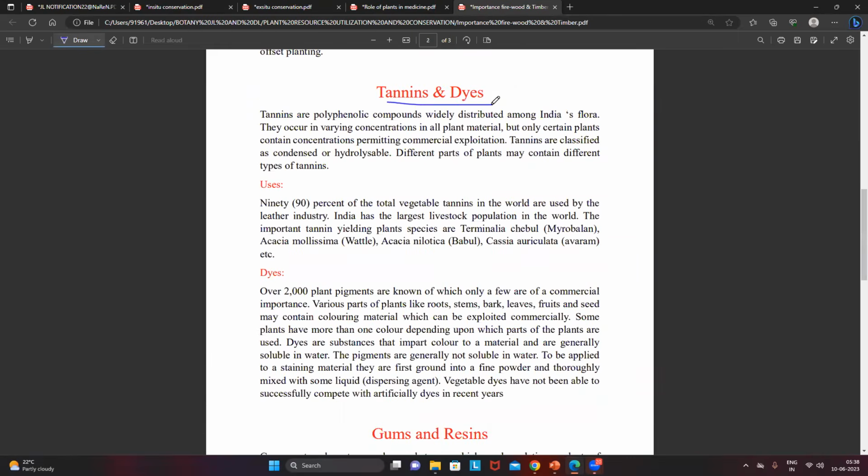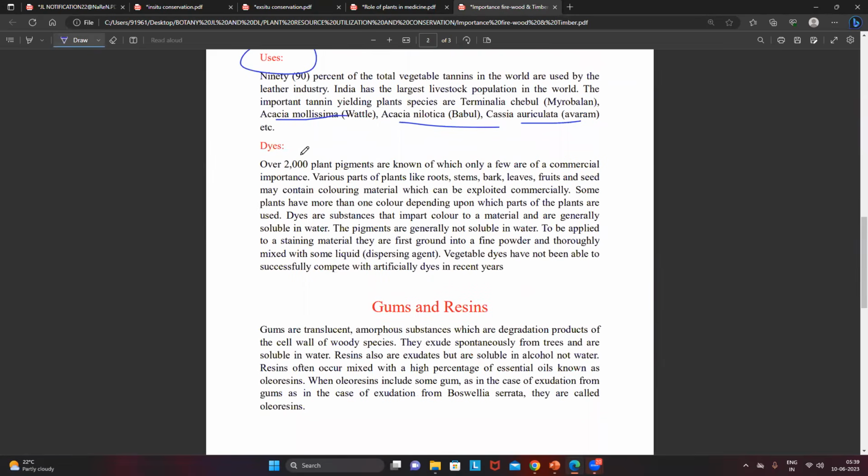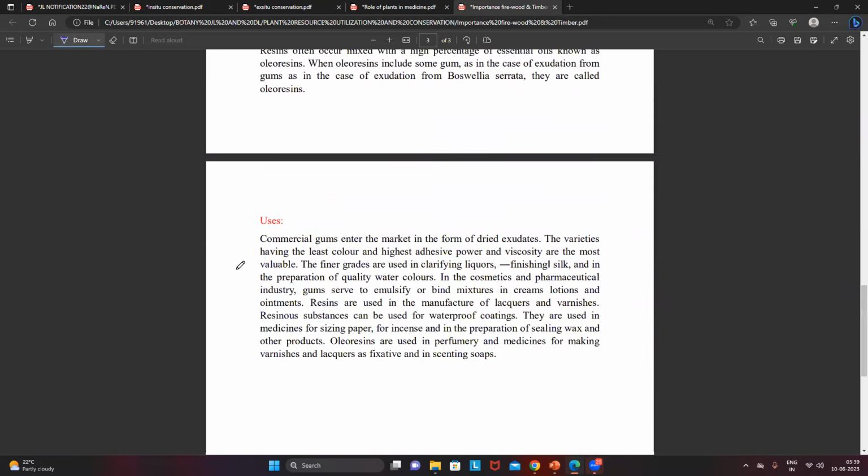Then, what are tannins and dyes? Widely used tannins and widely used dyes and their use. What are dyes? Widely used dyes. What are gums and resins? Their uses and widely used ones.